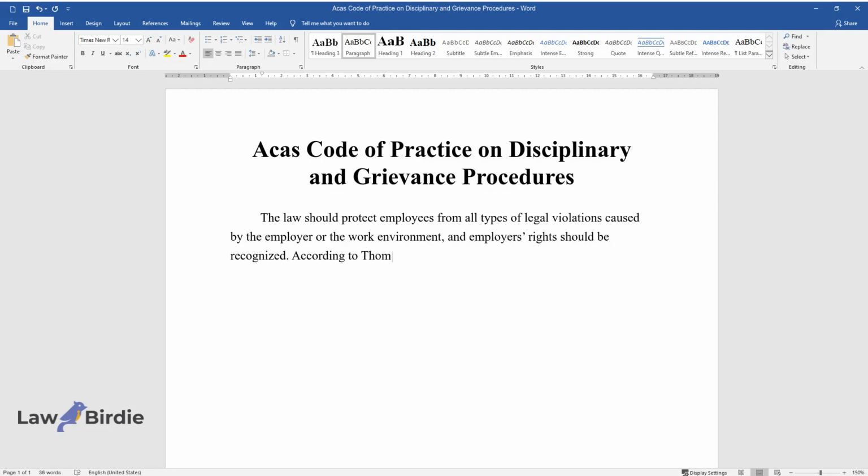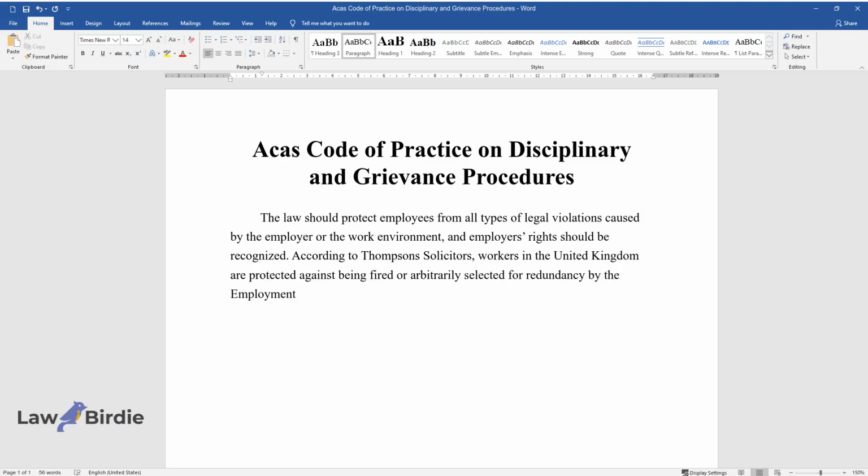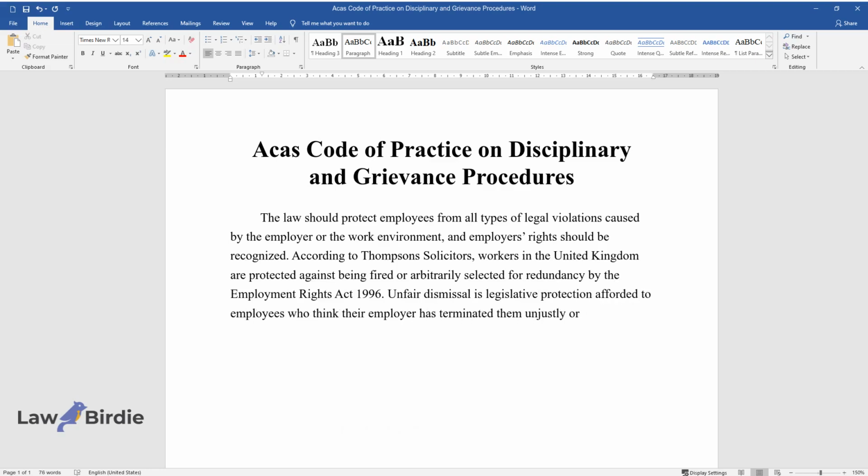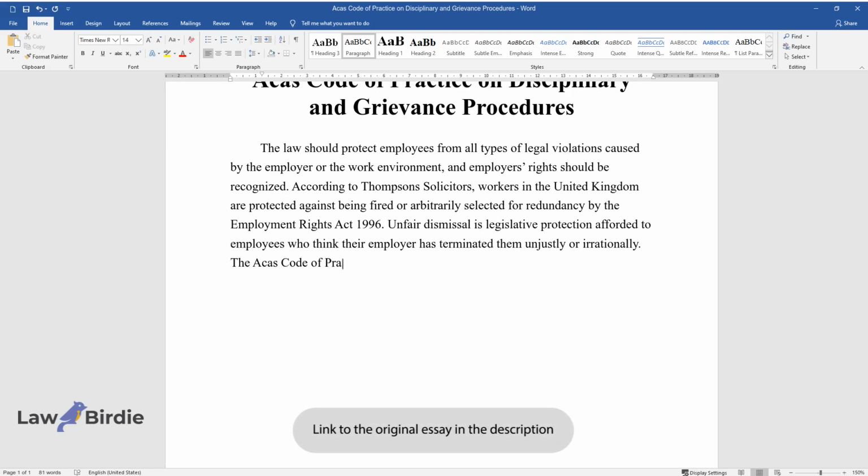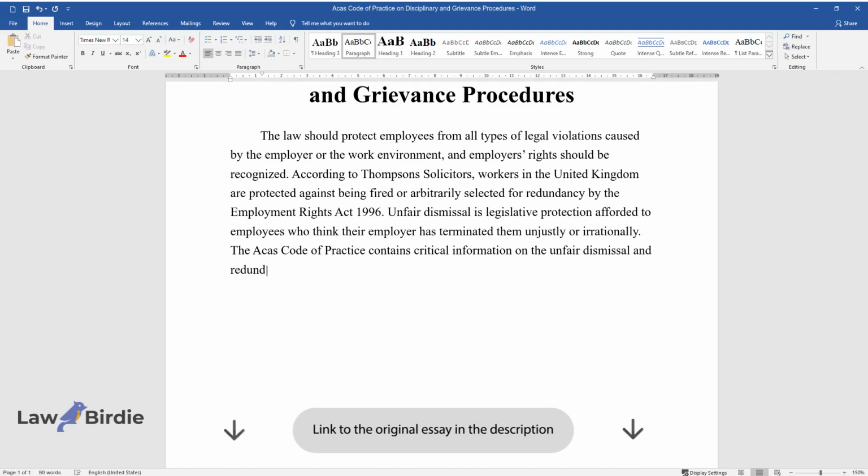According to Thompsons Solicitors, workers in the United Kingdom are protected against being fired or arbitrarily selected for redundancy by the Employment Rights Act 1996. Unfair dismissal is legislative protection afforded to employees who think their employer has terminated them unjustly or irrationally. The Acas Code of Practice contains critical information on the unfair dismissal and redundancy law.